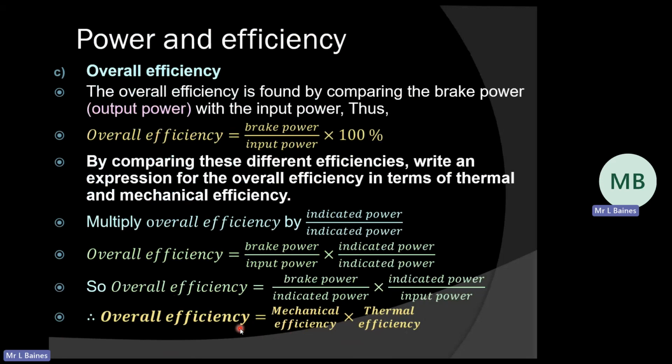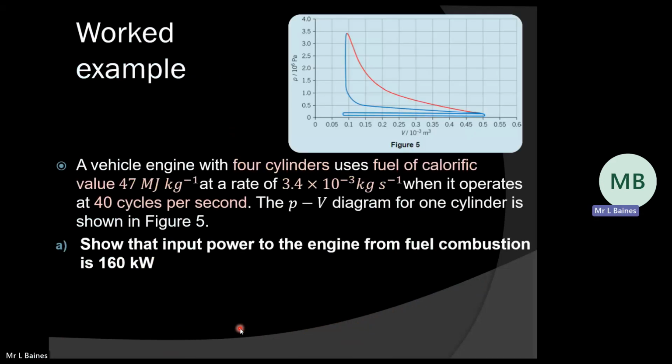Let's have a quick look at a worked example. Okay, and we'll look at this one here. So you've got a vehicle engine with 4 cylinders, uses fuel of a calorific value of 47 megajoules per kilogram, and at a rate of 3.4 times 10 to the minus 3 kilograms per second. Okay, it's operating at 40 cycles per second. Notice that they've given you that nicely in cycles per second, not as a rotational velocity.